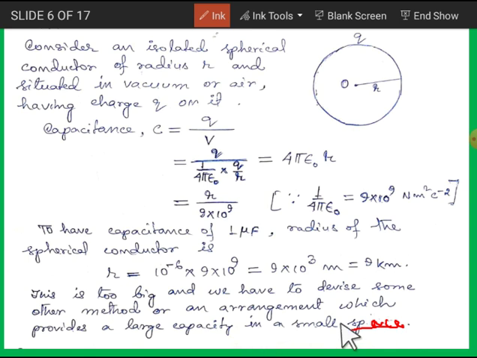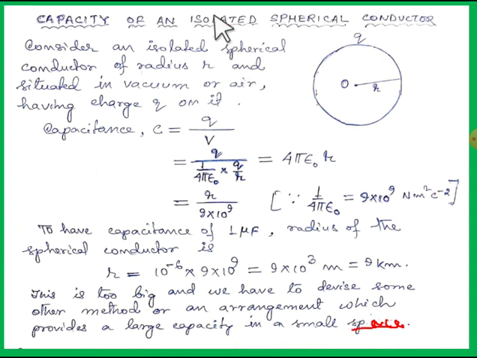So in trying to find that device or arrangement which has a larger capacitance in a smaller space, we need to learn more about the other type of capacitor, what we call the parallel plate capacitor, and that will be done in our next class.